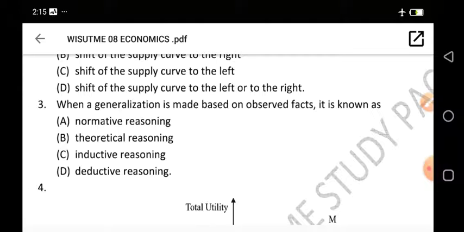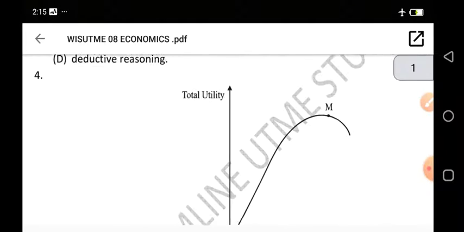So with this little knowledge of each of these points, you agree with me that the answer to our question is C, inductive reasoning, which is general in nature. So the answer is C, inductive reasoning. So that will take us to 4.